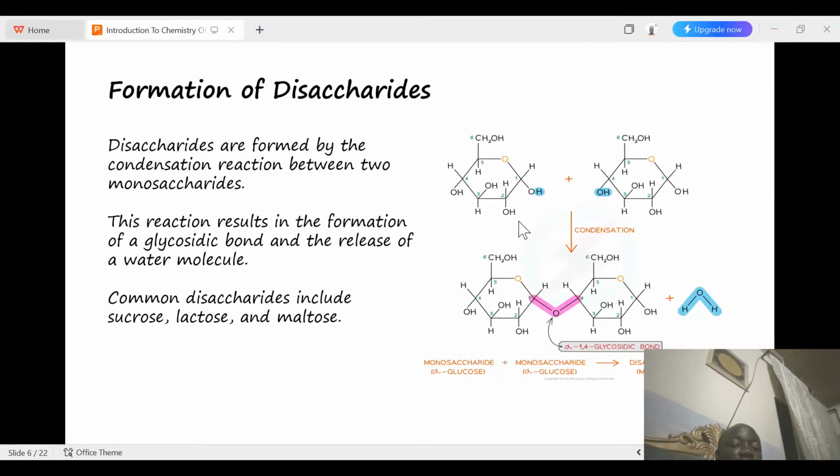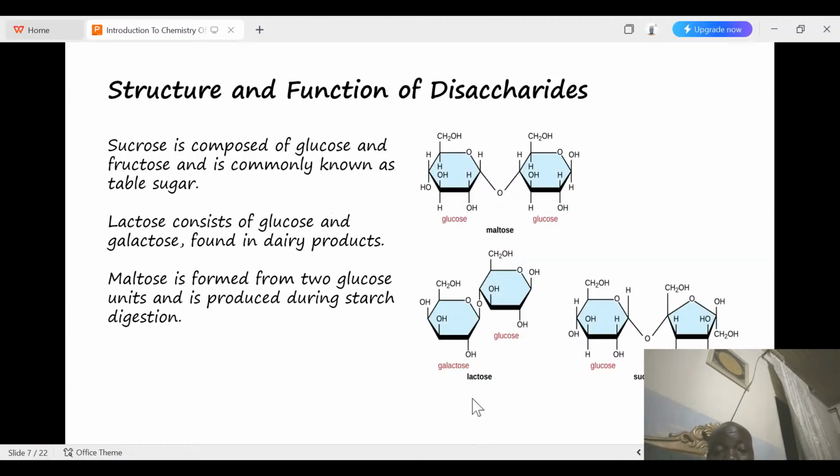So the most common disaccharides are sucrose, lactose, and maltose. These are the most common types of disaccharides. Please, I hope you are still following.